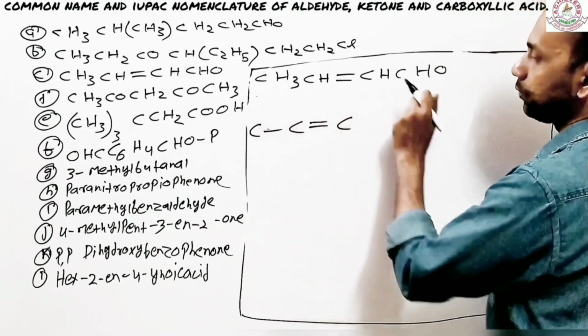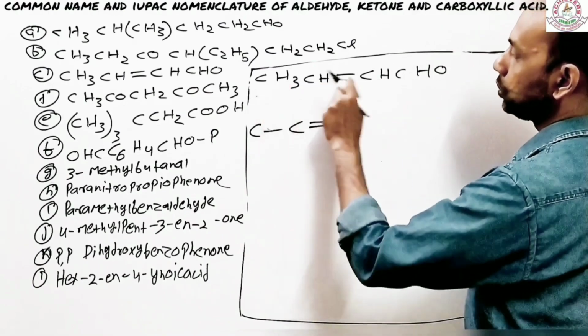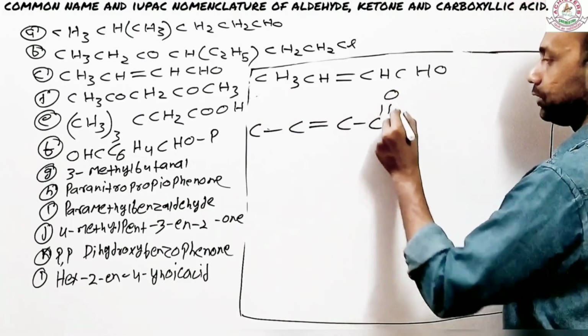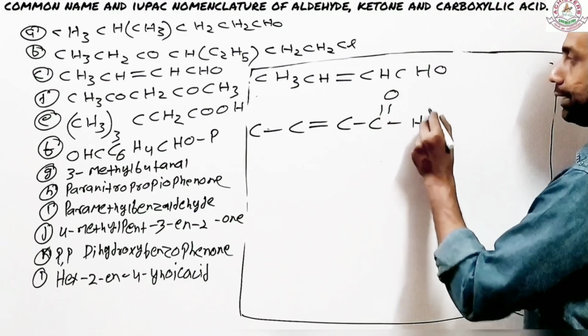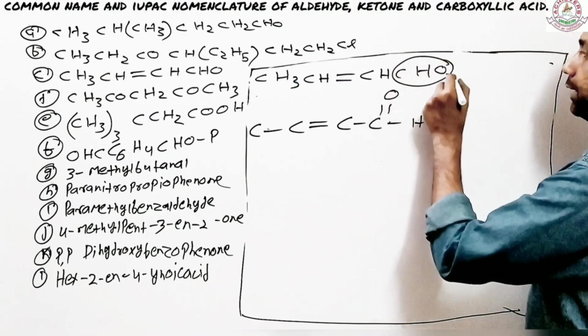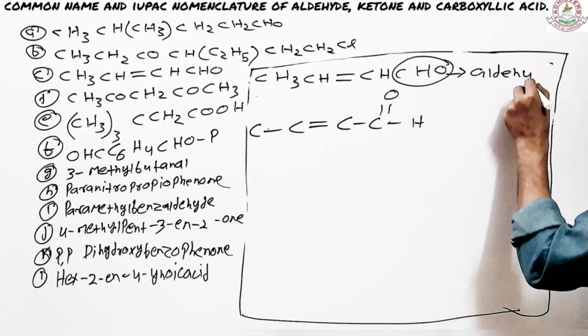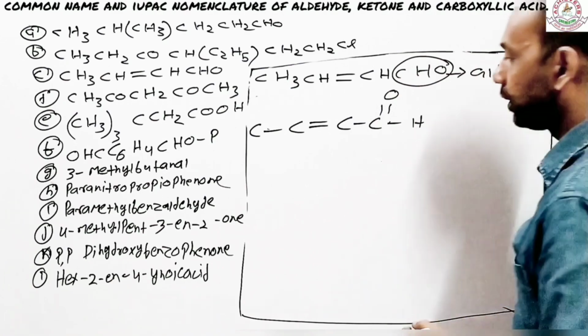carbon, 1, 2, 3, 4. 1, 2, 3, and 4. So there is the last carbon you have. This is your aldehyde group. So you need to understand that CHO represents aldehyde. This represents aldehyde. I hope you do know. Aldehyde. Right? Now let's do the naming.